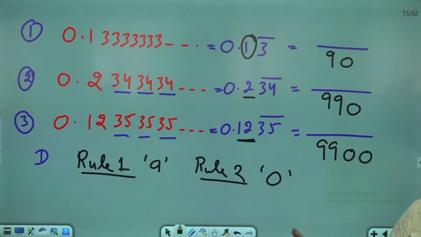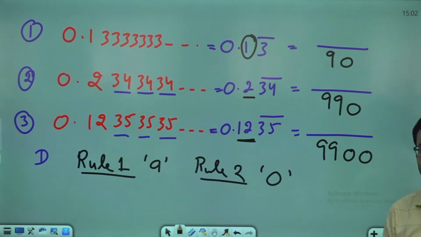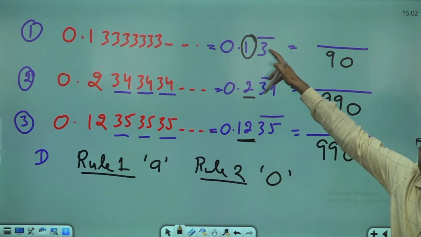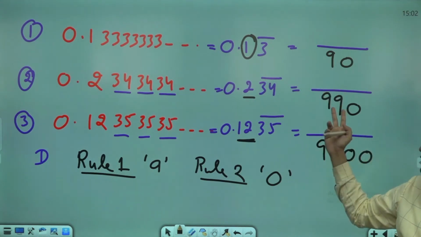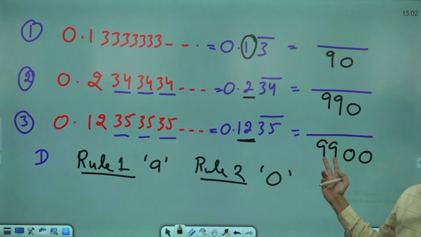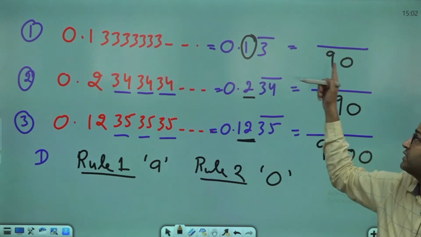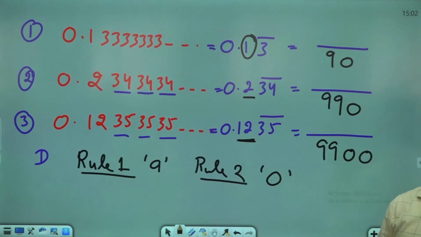I will take two more examples. I repeat, there are two things in the denominator. First is 9: as many 9s as digits under the bar. One digit, one 9; two digits, two 9s. Followed by as many 0s as digits between the decimal and the recurring part. One digit, one 0; one digit, one 0; two digits, two 0s.